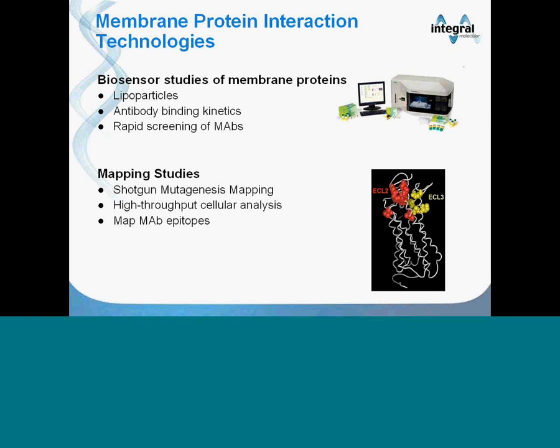I'm going to talk about two assays using lipoparticles on the biosensor. The first assay can be used to actually measure the binding kinetics of an antibody-receptor interaction. And then the second assay is more of a rapid screening of a panel of antibodies. The second technology I'm going to talk about involves mapping studies using shotgun mutagenesis mapping. This is a mapping technology that can be used to map antibody epitopes and other protein-protein interactions.